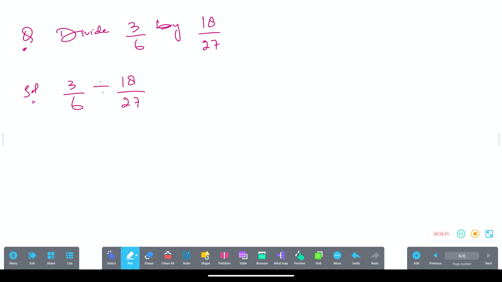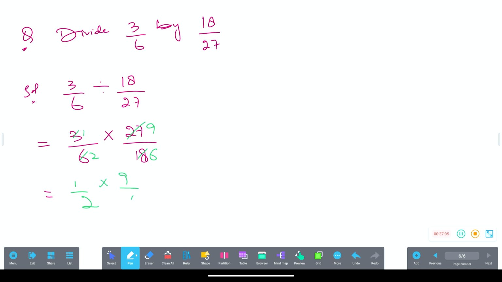Now, what is the rule here? 3 by 6 as it is, convert the division sign into multiplication. What will happen to the next number? Reciprocal, 27 by 18. Now check the cancellation first. Yes, there is a possibility of cancellation, not only cross cancellation. We can do cancellation within one fraction, between its own numerator and denominator. How? 3 1s are 3, 3 2s are 6. Here as well, 3 9s are 27, 3 6s are 18. What is left out? 1 by 2 into 9 by 6.